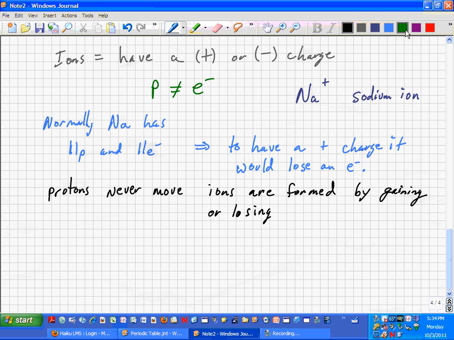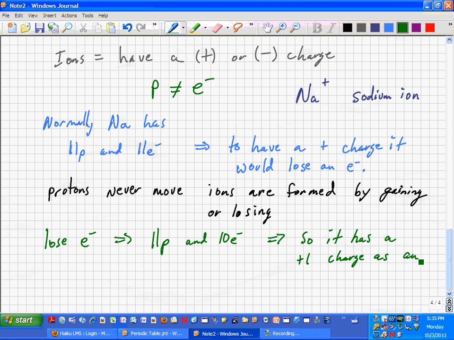So when it loses an electron, that means it would still have the 11 protons, but now it would have 10 electrons. One more proton than electron would give it a positive charge. So it would have a positive 1 charge as an ion. The 1 is typically not written, as you can see up here. It's understood to be there. Anything above 1, then you write in the number. Let's take a look at a couple of examples here.